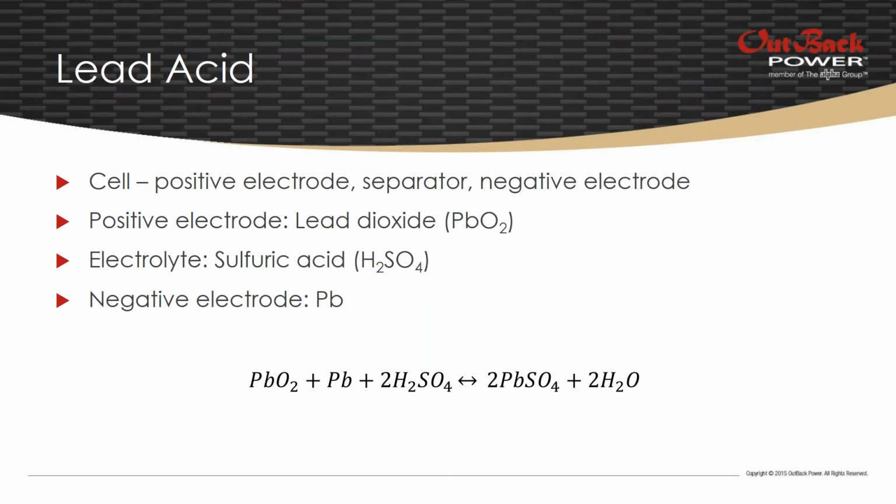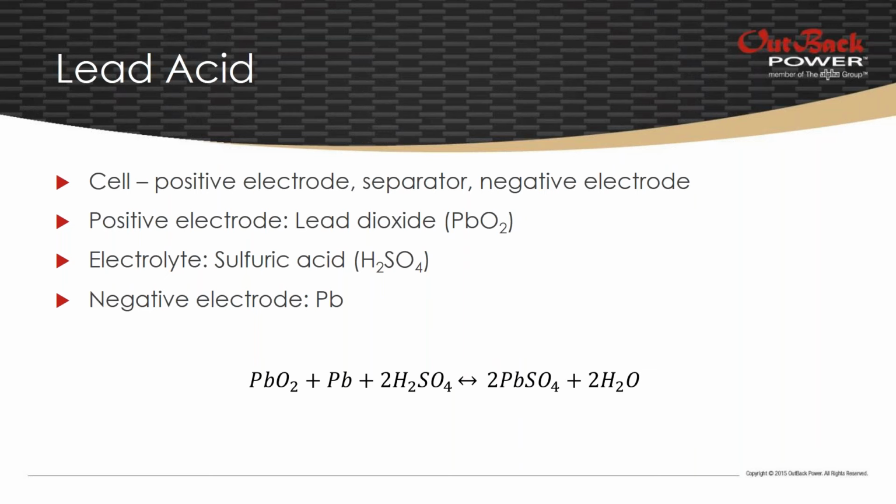So what happens when those react, they produce what's called lead sulfate. So you can see here on the right side of the equation, PbSO4, that is lead sulfate. Those are crystalline materials that build up on both electrodes, and that creates a resistive layer to electron flow.